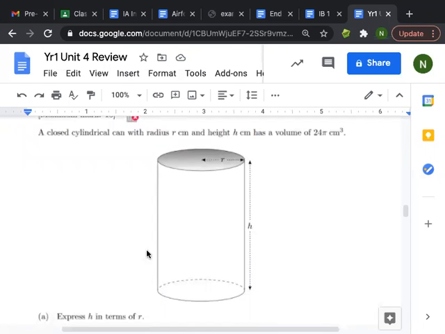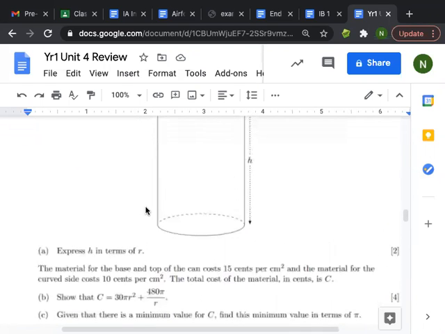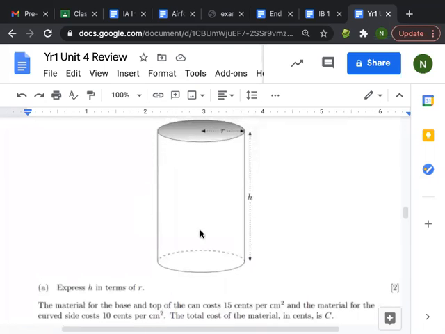Okay, the next one, we're talking about a cylinder. The first thing it wants me to do is to express the height in terms of R. The other piece of information that they give me in this is the volume. Do y'all know what the volume of a cylinder is? It's on your formula sheet. If you don't know, I can tell you, but I'm curious if any of y'all know it.